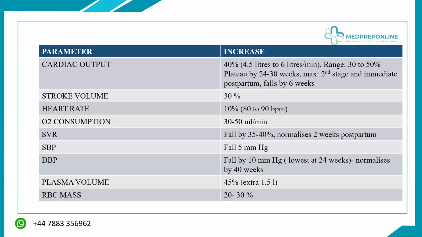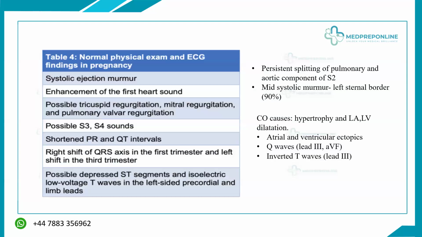And always remember the lowest point, the nadir, is at around 24 weeks. Again, this normalizes close to term. So the systolic as well as the diastolic pressure is usually normal by the end of pregnancy. The plasma volume increases to about 45%, which is an extra 1.5 liters. And the red blood cell mass, or the erythropoiesis, is increased to the count of almost 20 to 30%. So now we'll see what are the effects of these.